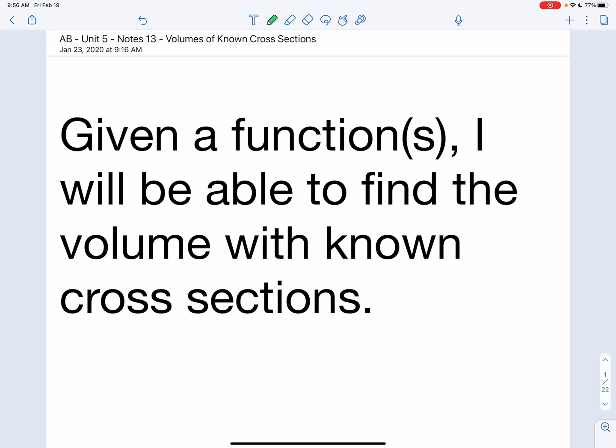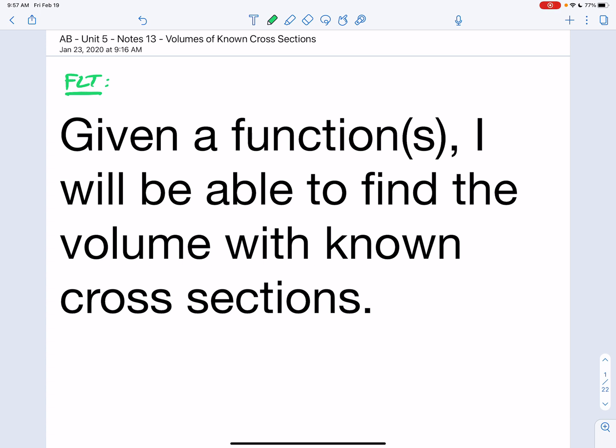Hey there, this is notes number 13, volumes of known cross sections, okay? Go ahead and write down the FLT here. Make sure that you guys have your graphing calculator ready, okay? So a very straightforward FLT here.